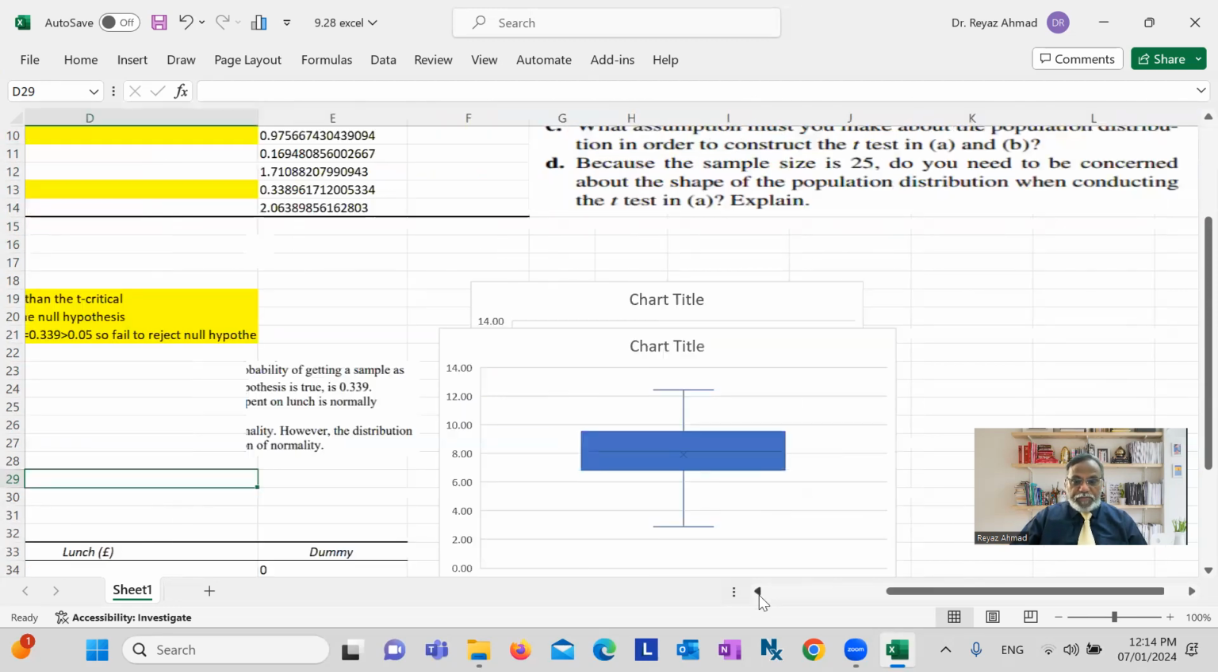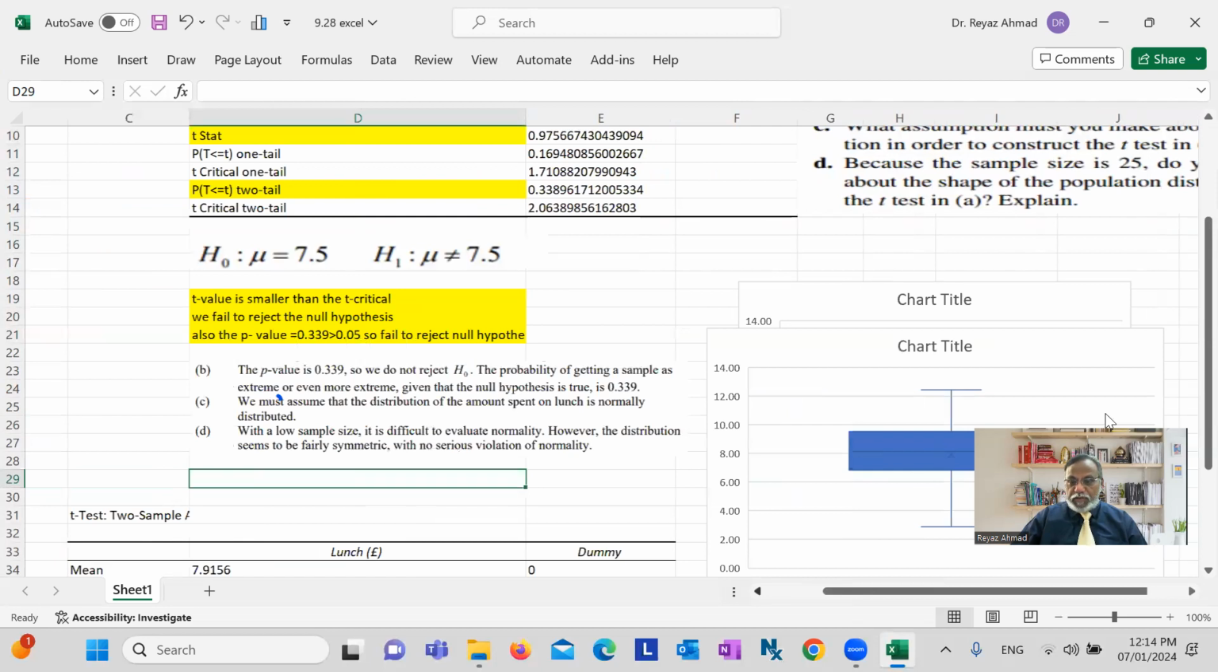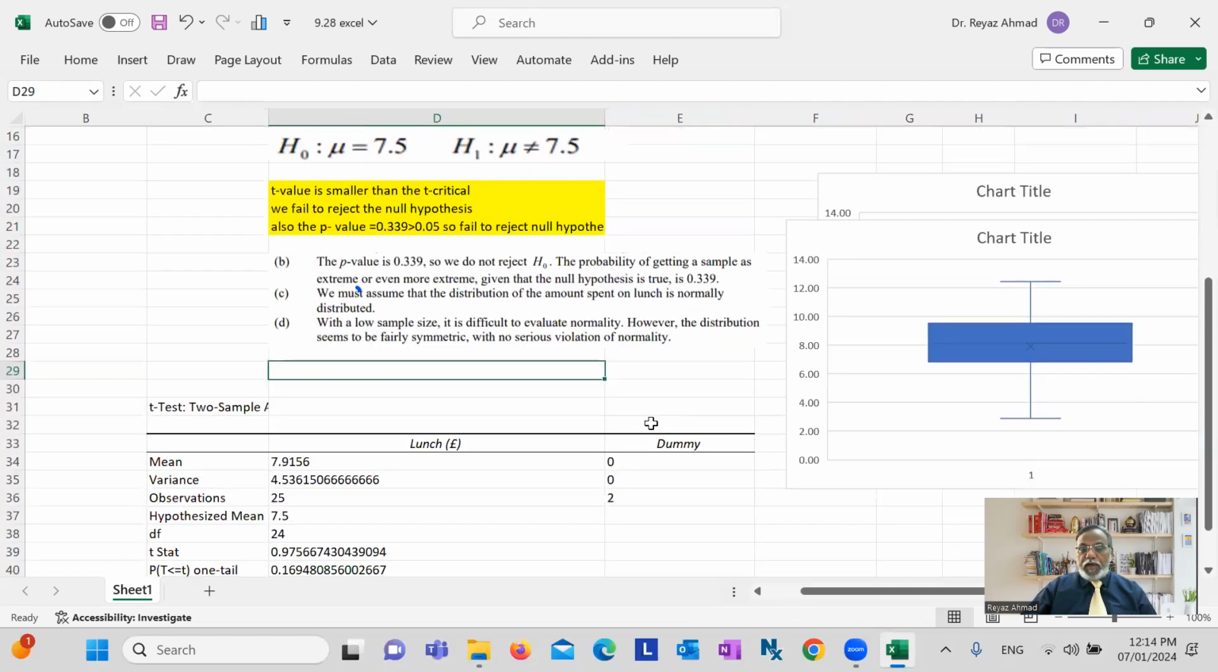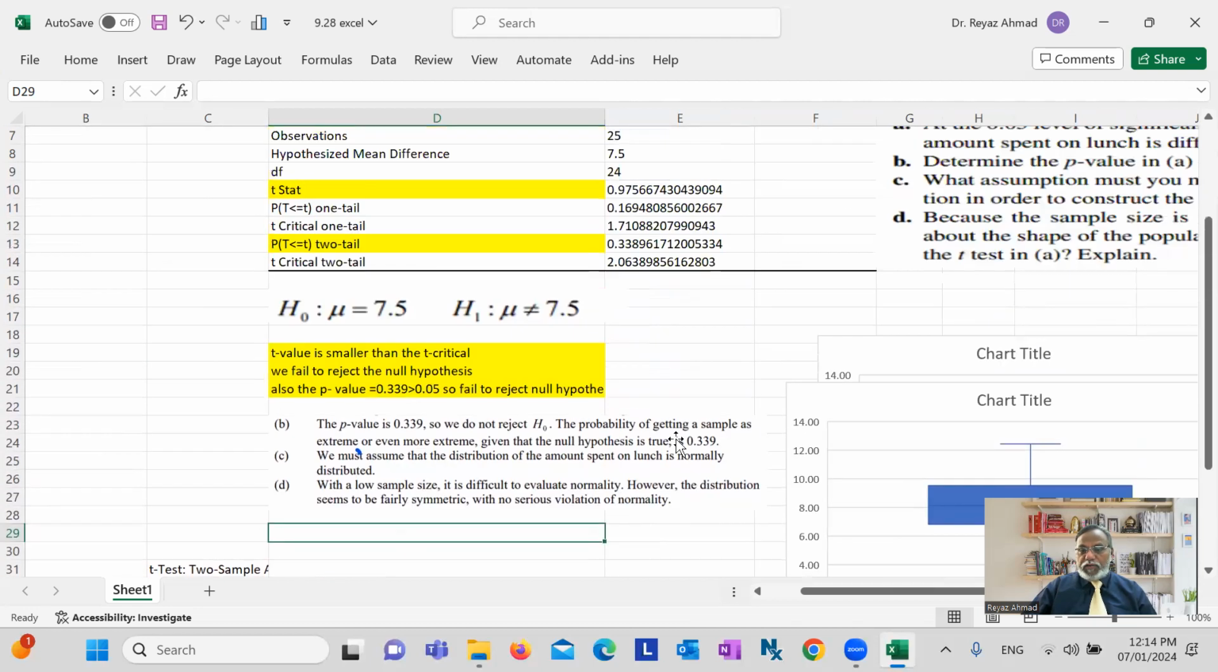The answer is yes, but because I have just now seen over here, it looks to be symmetrical, so you have nothing to fear about the normality. So here is the answer. With a low sample size, it is difficult to evaluate normality. However, the distribution seems to be fairly symmetric with no serious violation of normality. So this is the answer of all these questions.